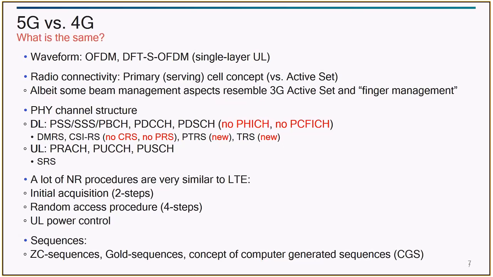From an uplink point of view, PRACH, PUCCH, PUSCH and SRS. The initial acquisition continues to be two steps. You first detect PSS, follow it up with SSS. Random access remains the same: message 1, message 2, message 3, message 4. Power control remains the same. The sequences that are getting used remain the same.